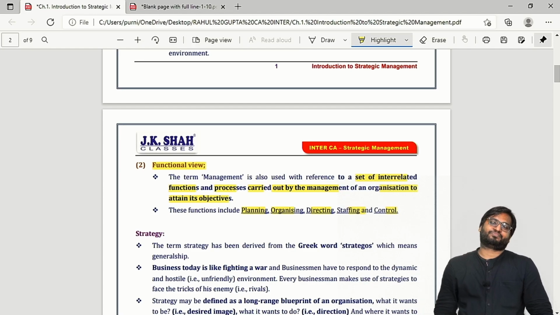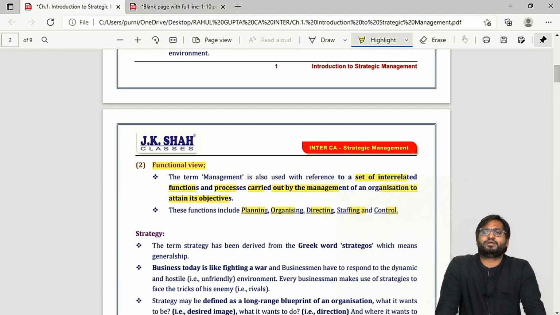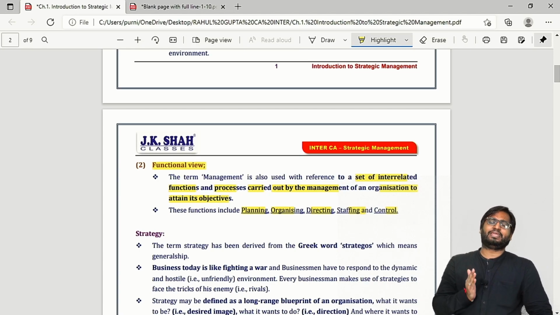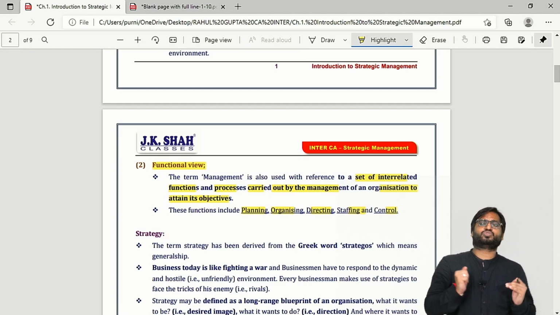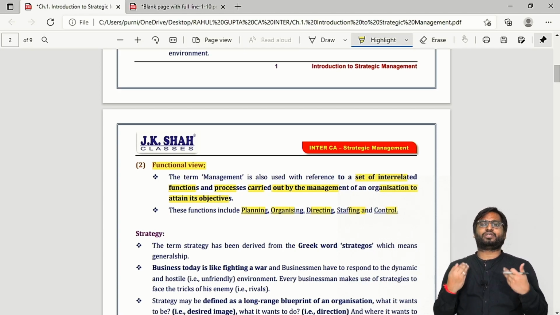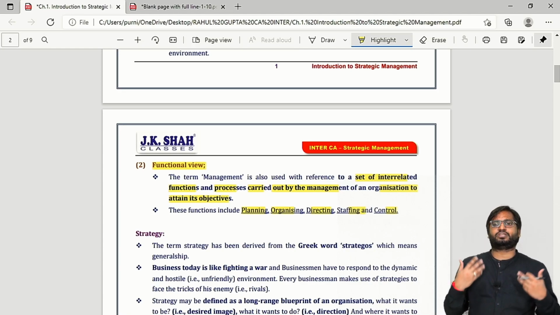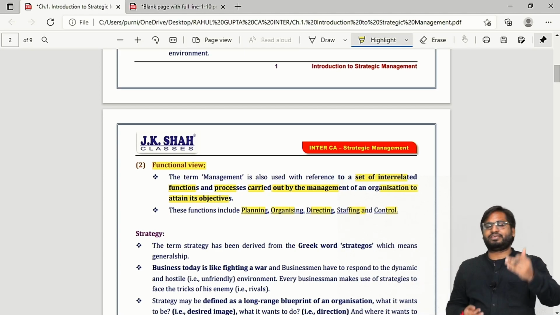Now the next part, strategy. What do you mean by strategy? Strategy is derived from a Greek word, strategos, which means generalship and ways to win over an enemy. What sort of planning should I do, what sort of moves should I make so that I can defeat my enemy? In earlier times, people used to have turf wars. People used to declare war against the enemy in order to get hold of their resources. Because one particular country was rich in minerals, rich in resources, and the other country did not have those resources, so the other country used to declare war on it.